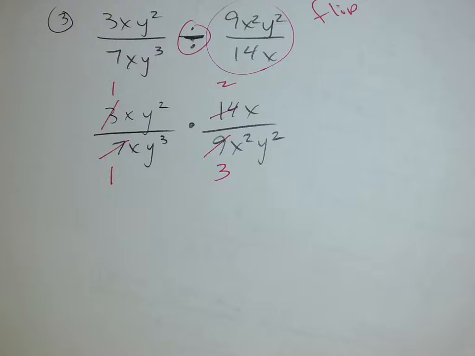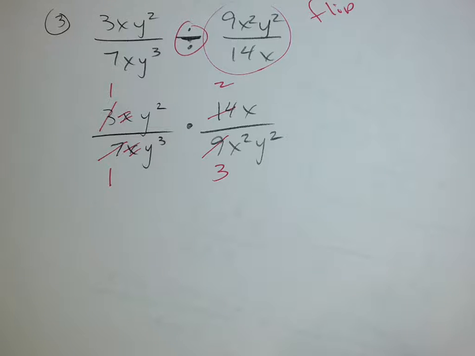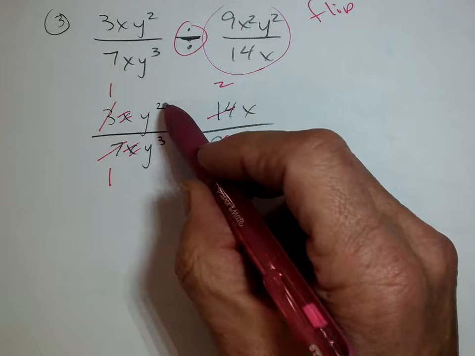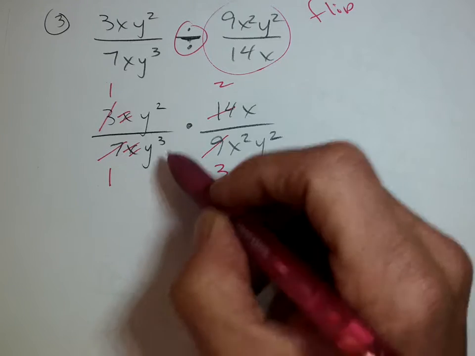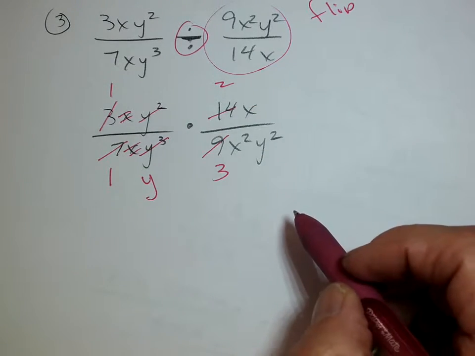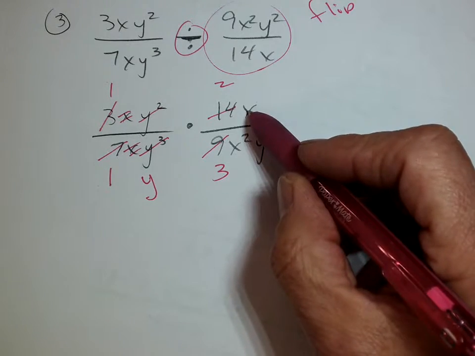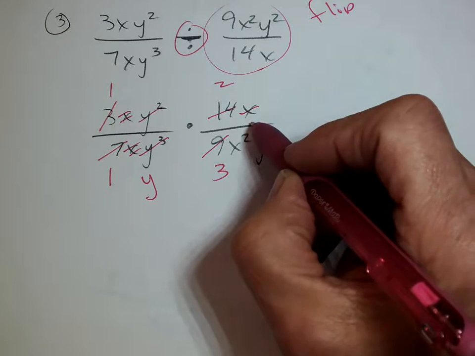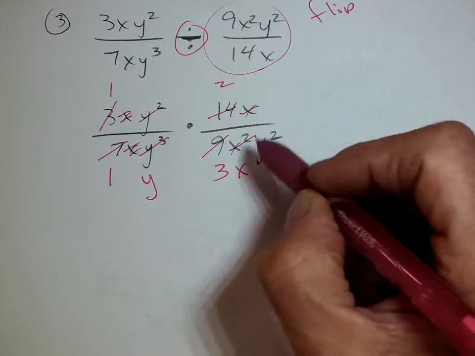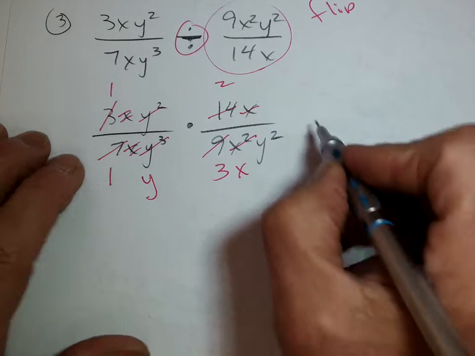Now, anything on the top with anything on the bottom, I can cancel. So I'm going to cancel the x's. That x cancels that x, right? Y squared over y cubed: 2 of these y's will cancel 2 of these y's, and that just leaves me with y. X's, okay? One of these x's cancels one of these x's, and I'm left with just an x. Now, let's see what's left over.